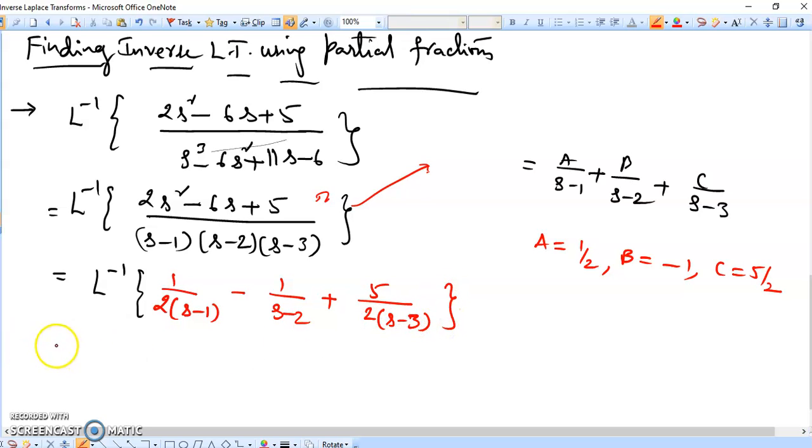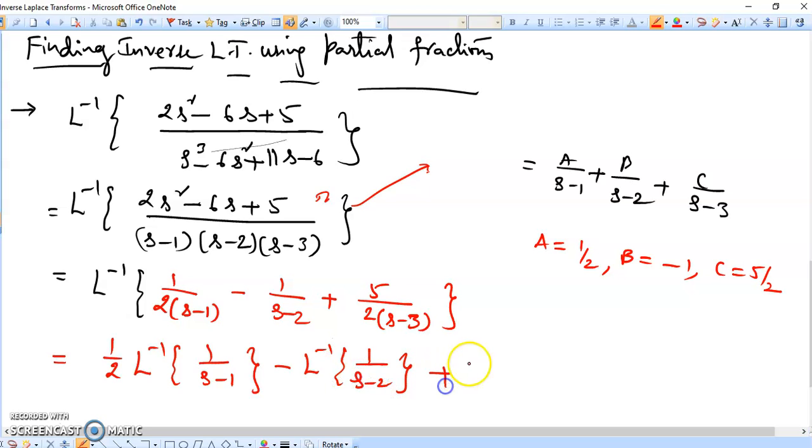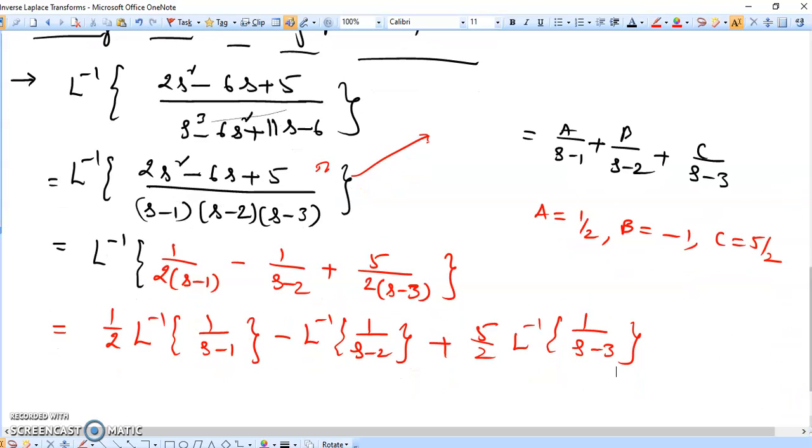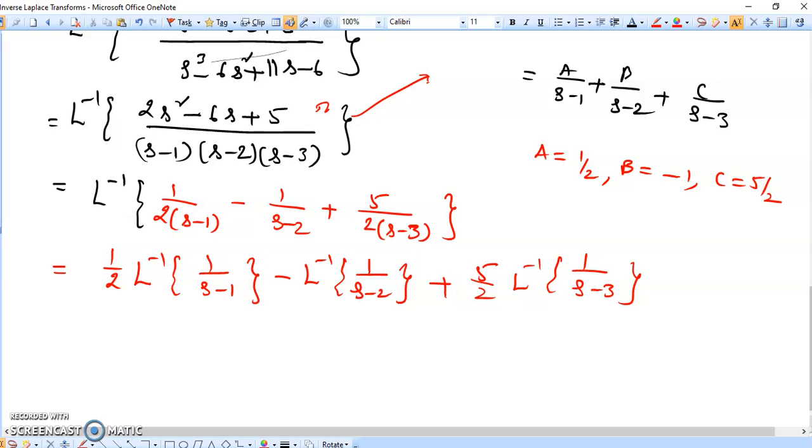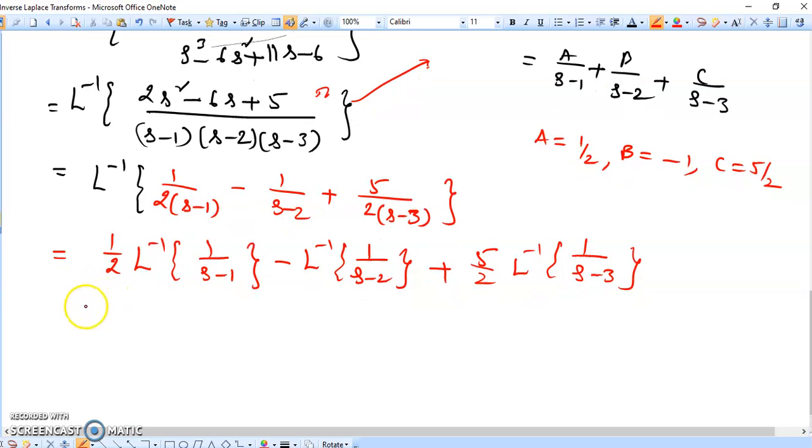Now by applying the linearity property of the inverse Laplace transforms, this can be written as 1 by 2 into L inverse of 1 by s minus 1, minus L inverse of 1 by s minus 2, plus 5 by 2 times L inverse of 1 by s minus 3. So based on the given function, check whether that can be split into partial fractions or not, and you can easily apply the elementary results to find the partial fractions for the given function and the inverse Laplace transform.